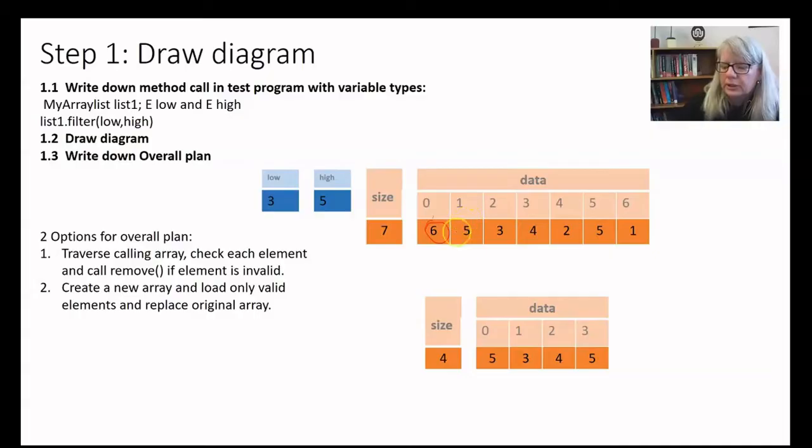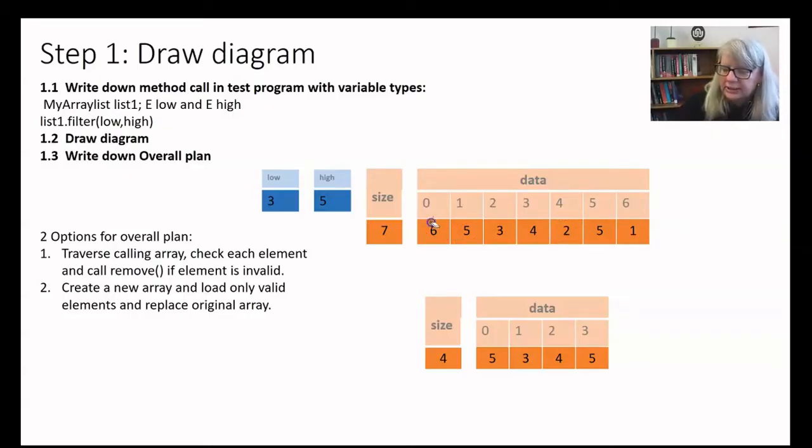That will work. And then we continue to the 5. Is the 5 valid? Yes. So we won't call remove. Is the 3 valid? Yes. And then until we get to that 2, it's not a valid value. So we just simply call remove again. That seems like a logical idea, but there's indeed another idea as well.